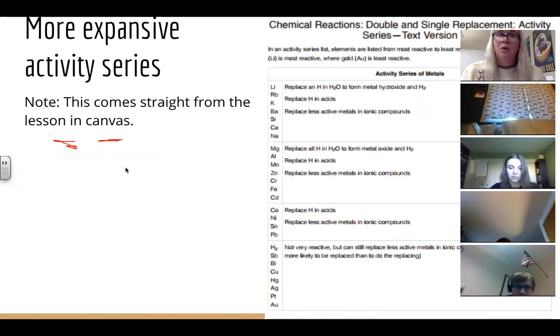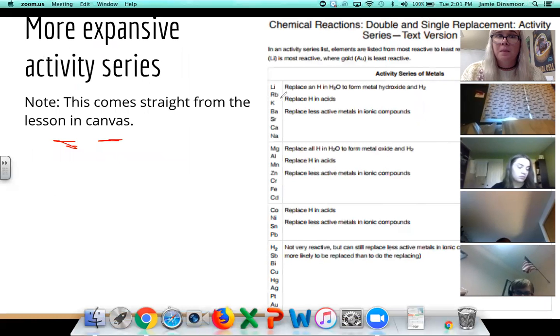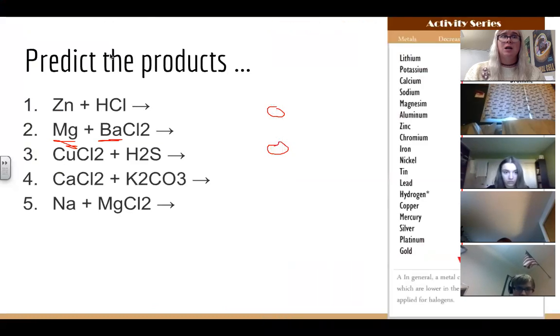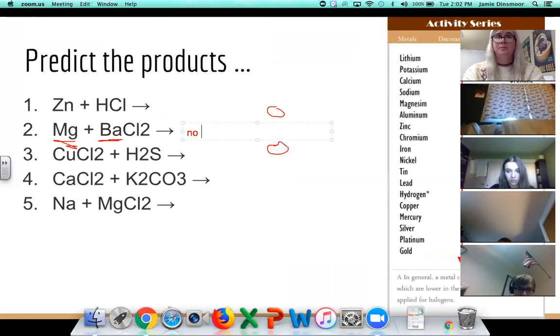If I come back here, I locate my two metals on my activity series chart, Ba and Mg. Well, magnesium is lower than barium. So will magnesium replace barium? It won't. So in this case, the answer is no reaction. Magnesium is not a strong enough metal to replace barium. So nothing would happen there. If something did happen, we would get barium plus magnesium chloride, right? But it wouldn't happen because magnesium is not a strong enough metal.